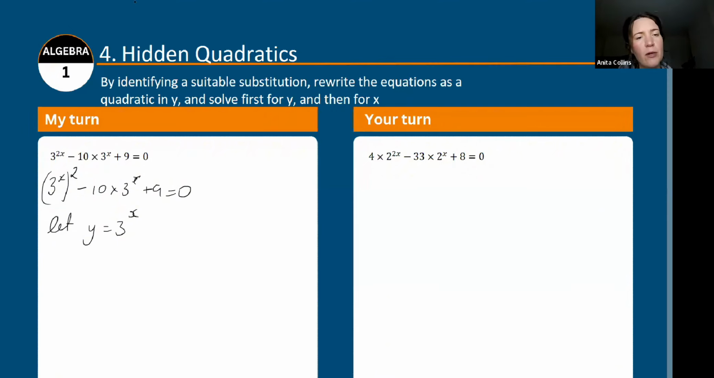So I'm going to let y be equal to 3 to the x. So I'm going to sub in, instead of 3 to the x, I'm going to call it y. So instead of 3 to the x squared, it's y squared. Negative 10 is negative 10 times by, instead of 3 to the x, I'm going to sub in y, 10 times y, plus 9 is equal to 0.